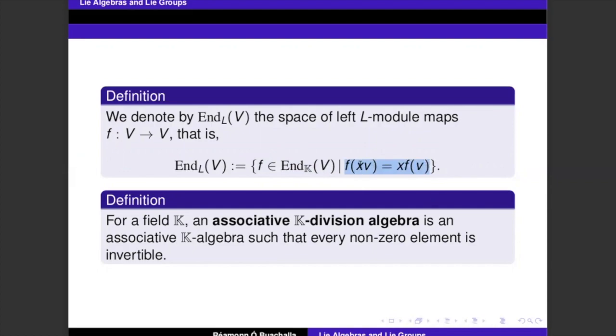So whenever you have an element X inside your Lie algebra L, you can just bring it out. It's linear over L. It's an L module map. All right? And we denote this by, instead of over the field K, linear over L, the Lie algebra.